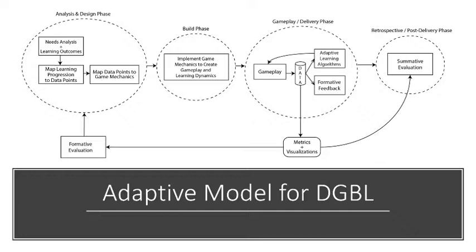But basically you start off by analyzing the student needs, determining the learning outcomes you need to have, and map the learning progression from a taxonomy to various data points, and map those data points to the game mechanics in the game to see what in the game will trigger those progression events. Implement the game mechanics to create gameplay and learning dynamics, and then have the gameplay feed into the data that's stored, and adaptive learning algorithms can look at that data to change the gameplay to suit the player and provide formative feedback.